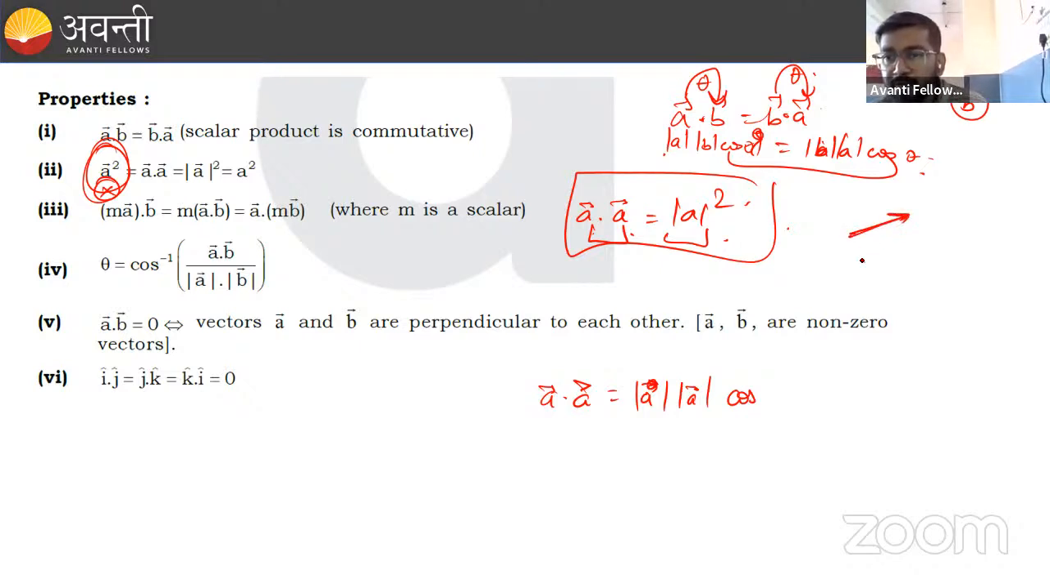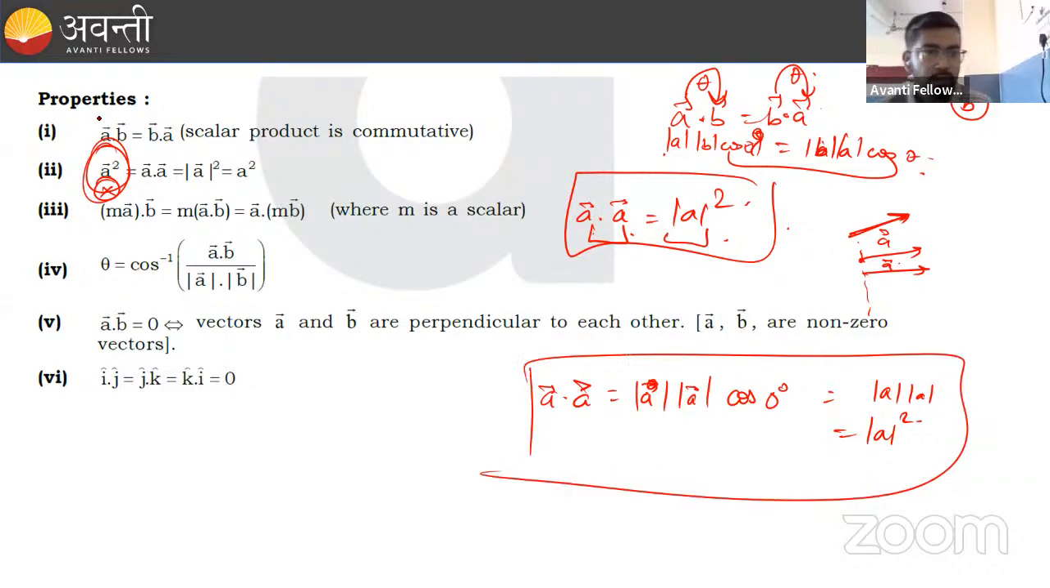Theta between two same vectors: consider this is a bar and this is a bar. These two vectors are similar vectors which are parallel. So the angle between them is 0 degrees, right? So this becomes cos of 0 degrees. So this comes out to be mod a into mod a, which is mod a square, right? Okay. Here you can see that when you multiply a constant, you can either multiply it to a or to b. So this constant will come out and will not play any role.